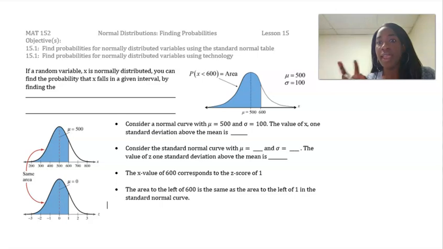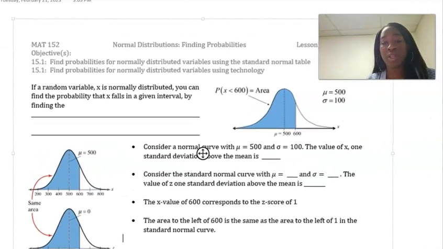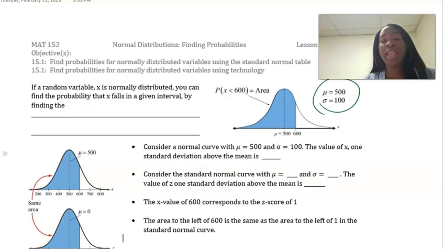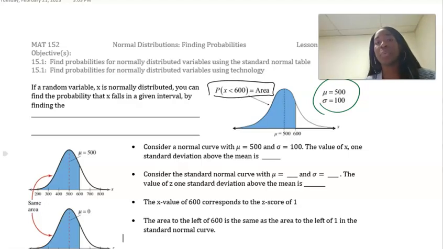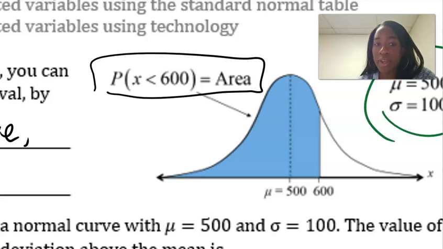we'll be starting with x values. So what I mean by that is, let's say that we have some variable that is randomly distributed that has a mean of 500 and a standard deviation of 100. And let's say that we want to know the probability that a score will be less than 600. We can find that probability by finding the area under the normal curve. So if we could find the area of this region that's shaded in blue here, then I would know the probability that x is less than 600.